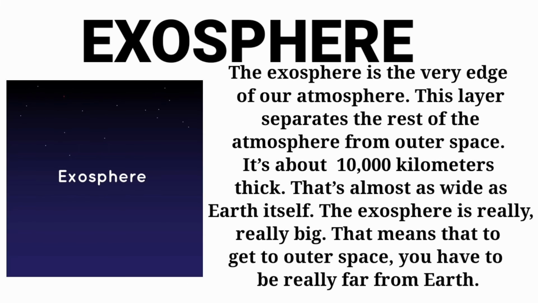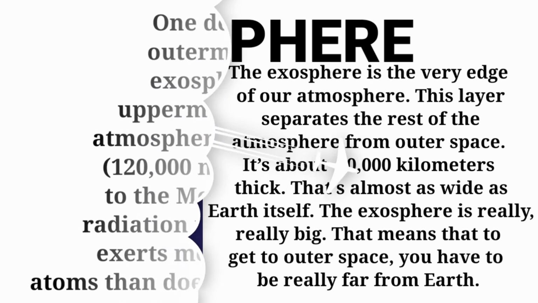The exosphere is the very edge of our atmosphere. This layer separates the rest of the atmosphere from outer space. It's about 10,000 kilometers thick. That's almost as wide as Earth itself. The exosphere is really big. That means that to get to outer space, you have to be really far from Earth.